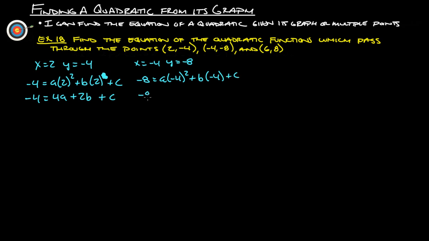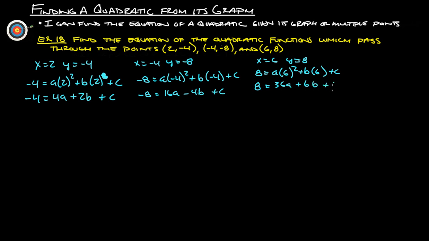And then we just simplify this one. Negative 8 equals negative 4 times negative 4 is 16a minus 4b plus c. And on this last one, we get when x equals 6, y equals 8. So we do 8 equals a times 6 squared plus b times 6 plus c. So we get 8 equals 6 squared is 36a plus 6b plus c.